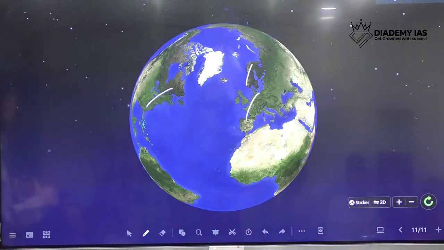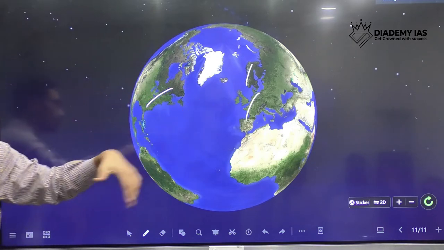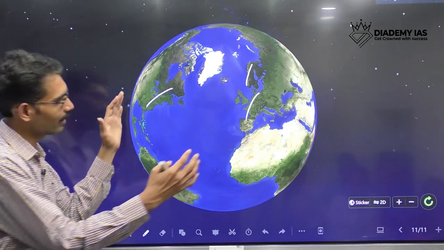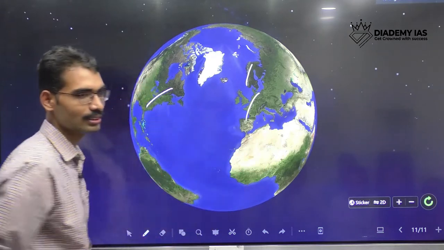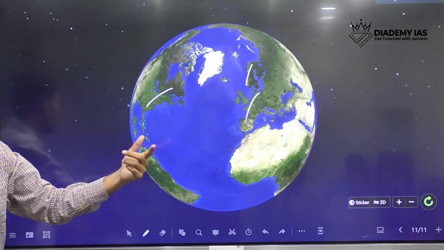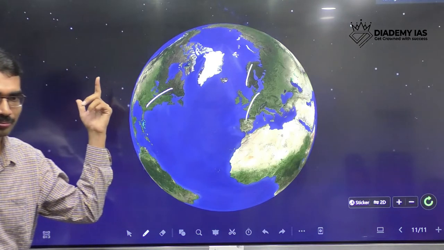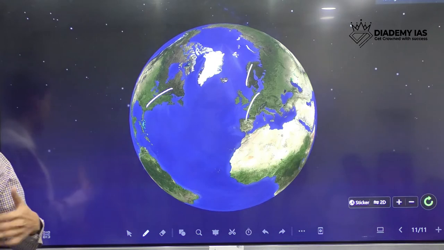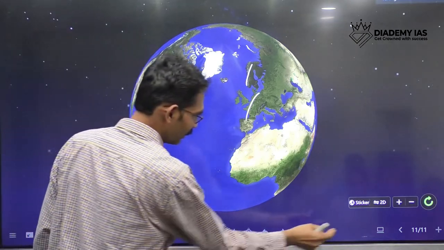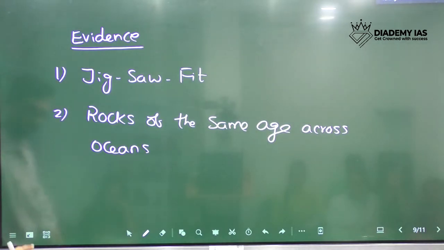If you take the ages of the rocks from the mountain ranges, it appears that these areas were formed in the same time period. That means one understanding is that earlier they were together, later they got separated. So, rocks of the same age. Later we see what force separated them. These are the questions researched by later geologists and scholars. So for now only this much you note down. Rocks of the same age across the oceans.